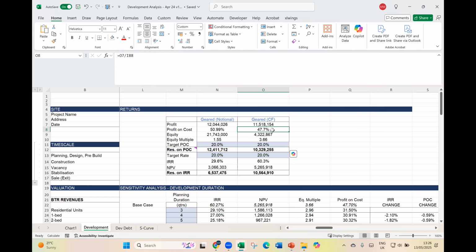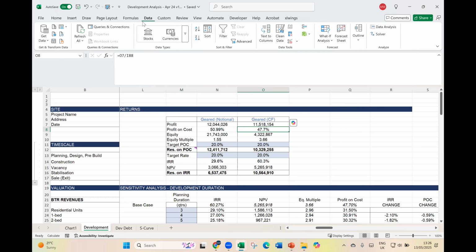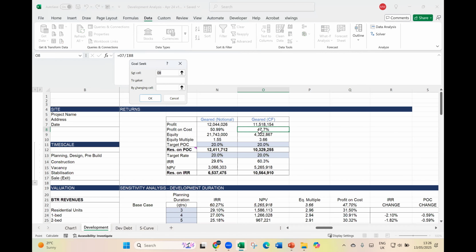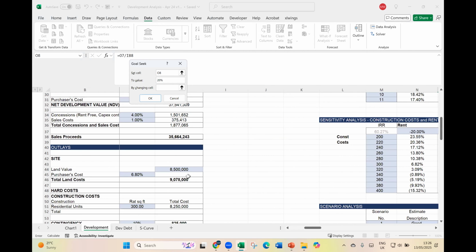So this is my view on profit on cost to run residual, but you could use the profit on cost, and then all you need to do here is goal seek. So if you want to find out what is the residual end value, what you do here is that you run a goal seek. Okay, so it's going to be what-if analysis, goal seek, and then you're going to say, okay, I want this profit on cost to be my target profit on cost, so say 20%, by changing the land value. So what is the land value here? 8.5 million, H44.